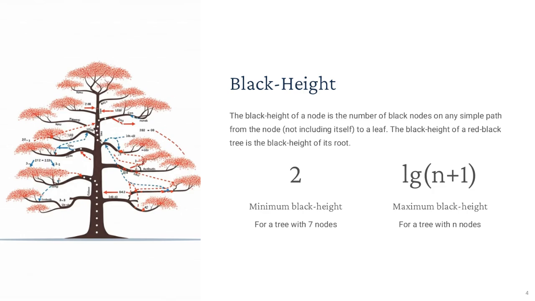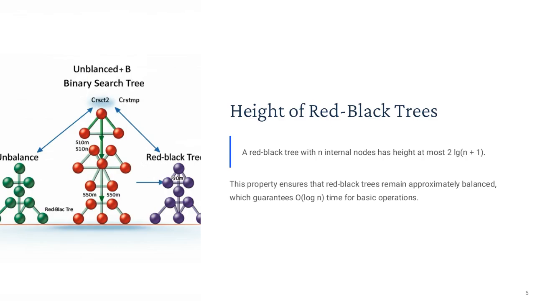A tree with n nodes has a minimum black height of log base 2 of (n+1) and a maximum height of 2 times log base 2 of (n+1). These constraints ensure that the tree remains balanced, providing the logarithmic efficiency required for operations like search, insertion, and deletion. The height of a red-black tree is bounded by its black height.